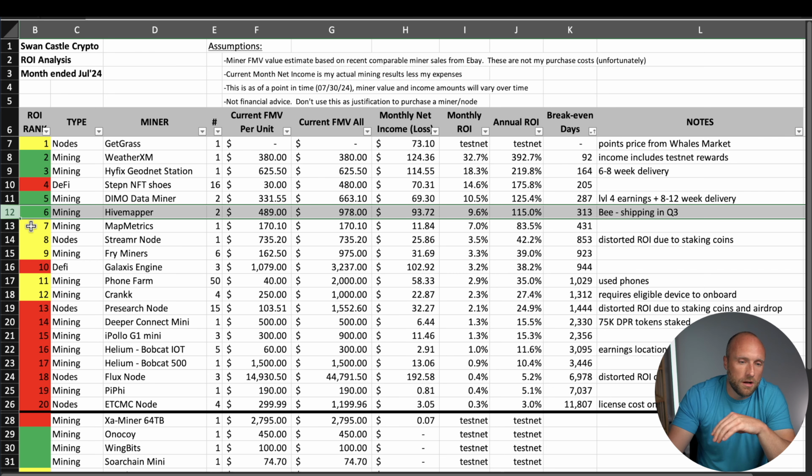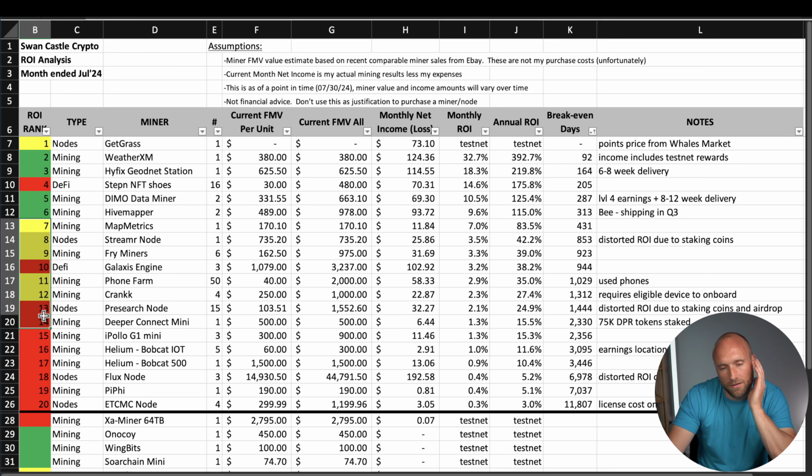Then we have all these other projects where the ROIs are just pretty horrible. So I would be very skeptical about joining a lot of these other low return projects at this point. I'm very doubtful that you're going to make your money back in terms of some of these nodes and projects that just really have not performed very well so far.